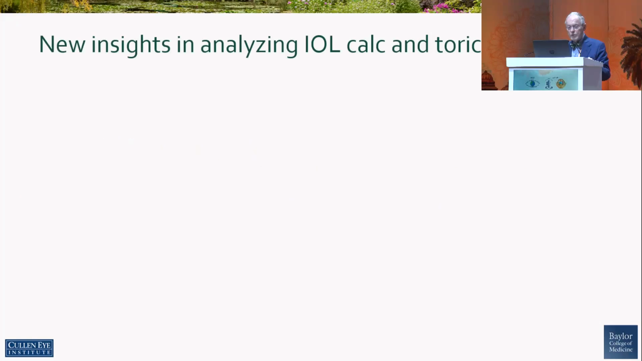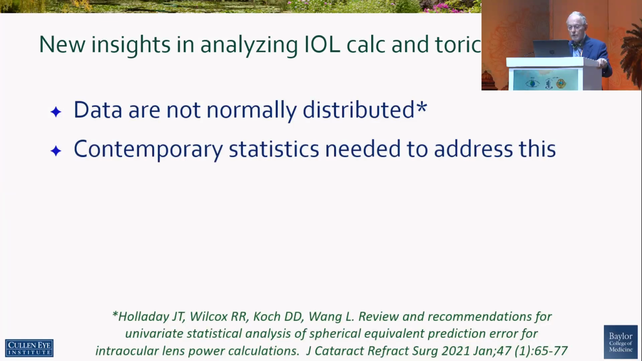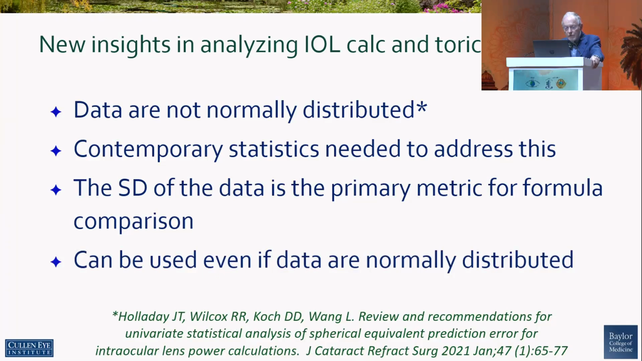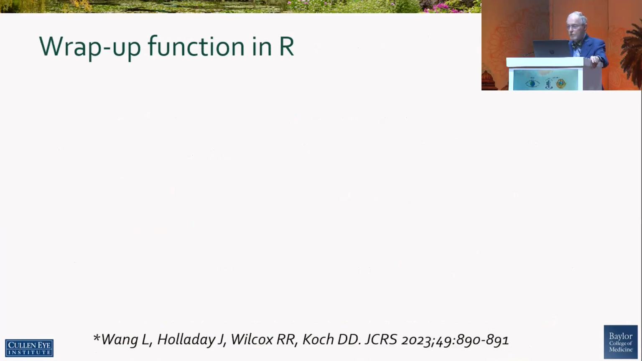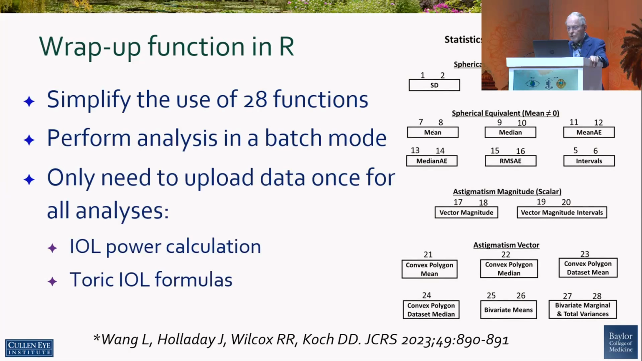There was discussion about statistical methods. With Jack Holladay, we published a paper that showed that when you're doing IOL calculation analysis, the data are not normally distributed. You need contemporary statistics, and the standard deviation is the primary metric for formula comparison, and you can use these statistics even if the data are normally distributed, so you don't have to worry about that. You can read all the information about that in JCRS.